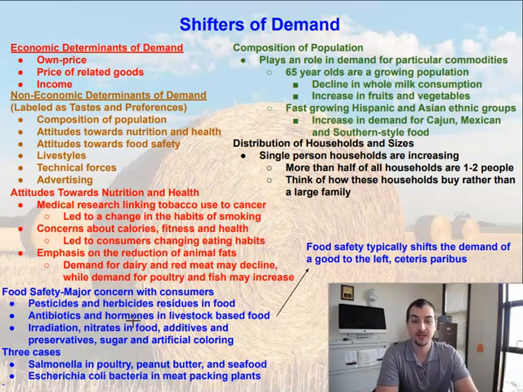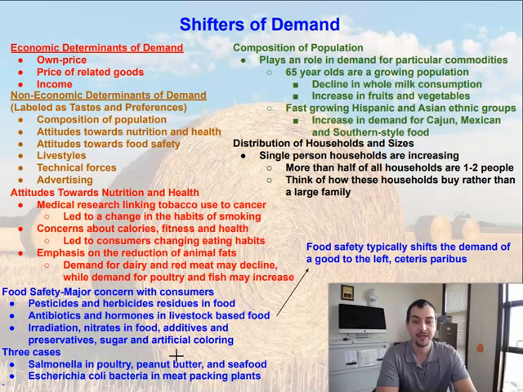Antibiotics and hormones in livestock-based food, that's becoming a concern for consumers. We're seeing that with the niche markets such as all natural and even organic beef and organic food and organic meats and all natural meats. It's because they're worried about antibiotics and hormones in their livestock-based food. The aspect of irradiation, nitrates in food, additives and preservatives, sugar and artificial coloring, all of that has led consumers to be more cautious and care more about their food safety.